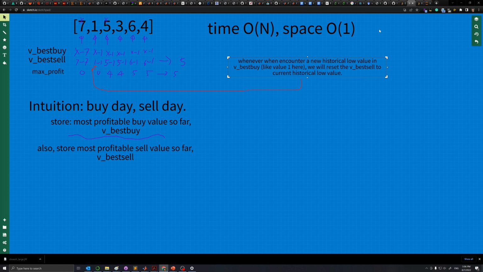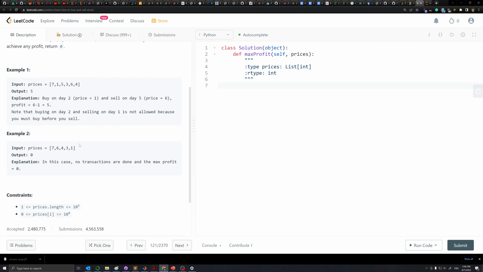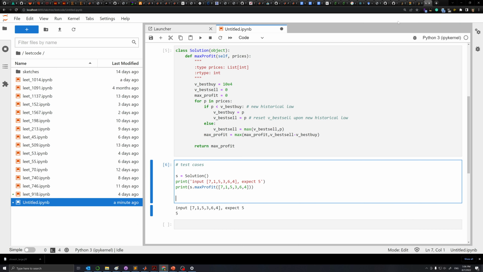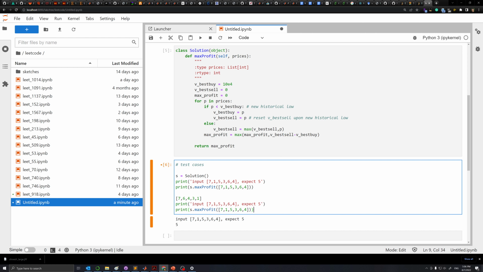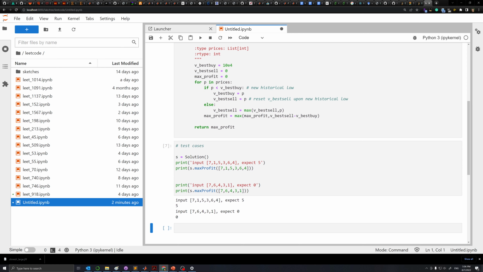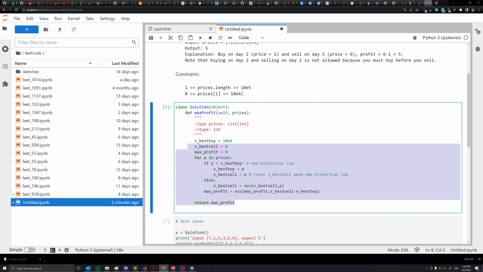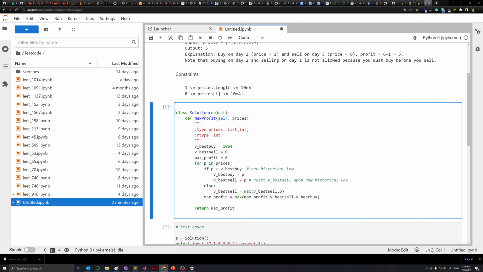Let's just pump more test cases in. The second one should be 0, which also makes sense because the price is always dropping, so you can only just hold your money tight and don't do anything. So we're gonna say return 0. Yep, so this seems like an answer. I'm just gonna classify this as version 1.